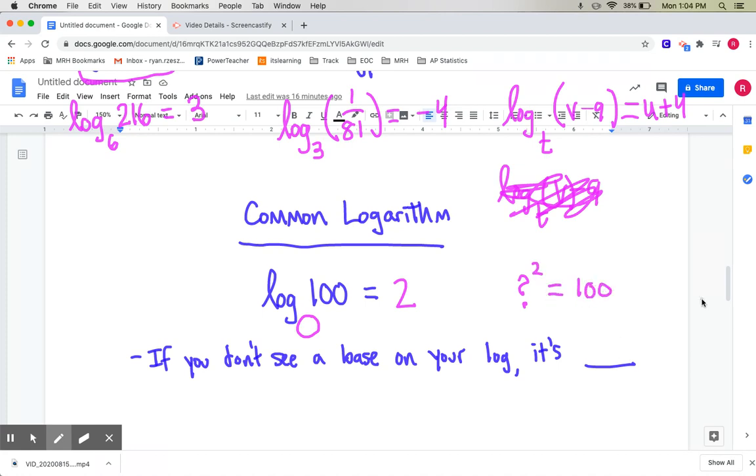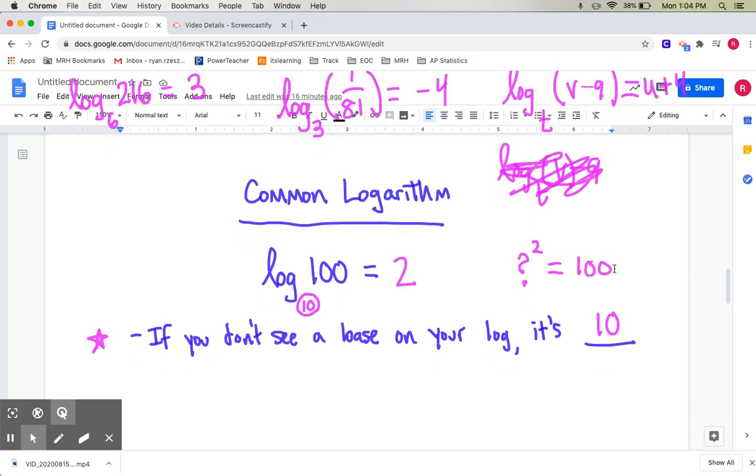And it turns out the default base for a log is actually base 10. So this is important. If you do not see a base on your log, the default base for logs is base 10. I'll talk about why they chose base 10 at the beginning of the next video. For right now, just learn the rule and you can see that it actually works. All right, so the common log is log base 10.